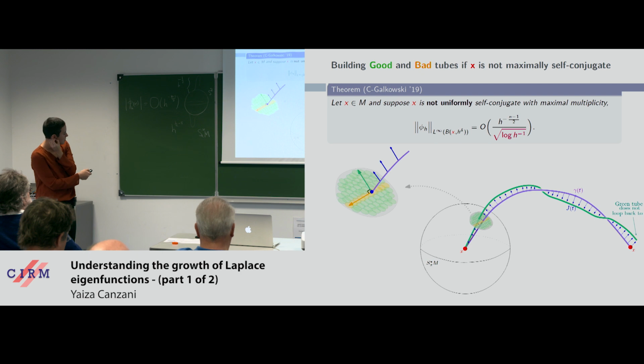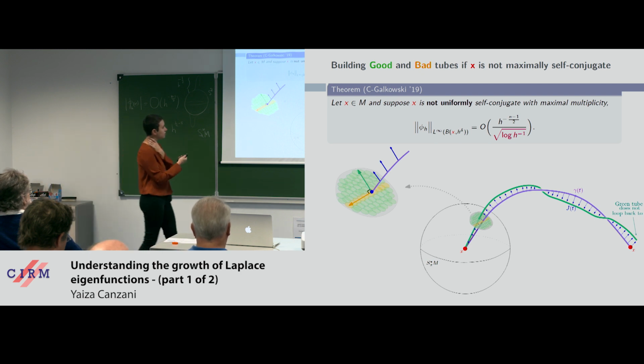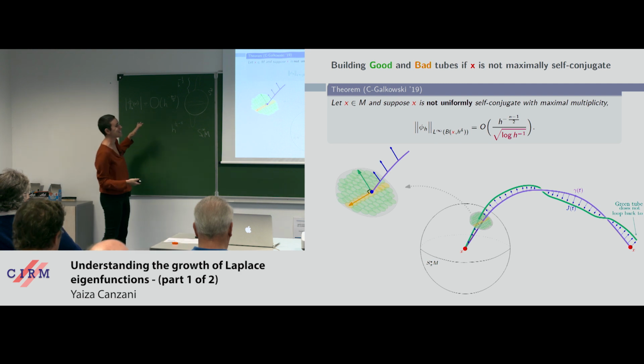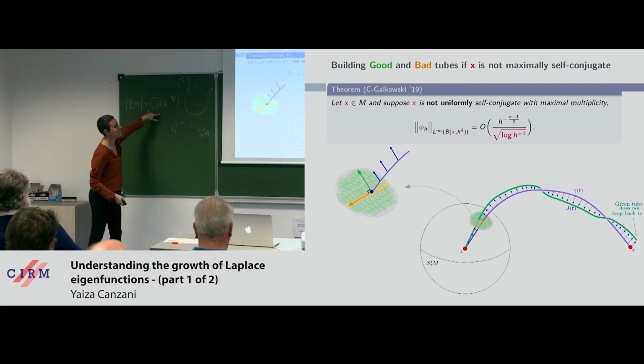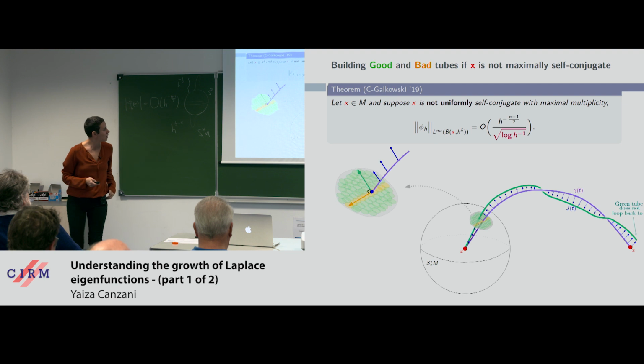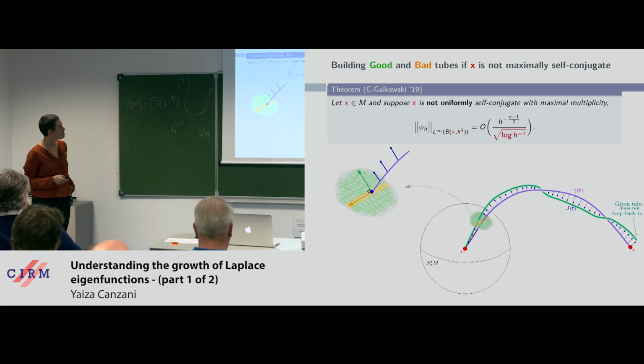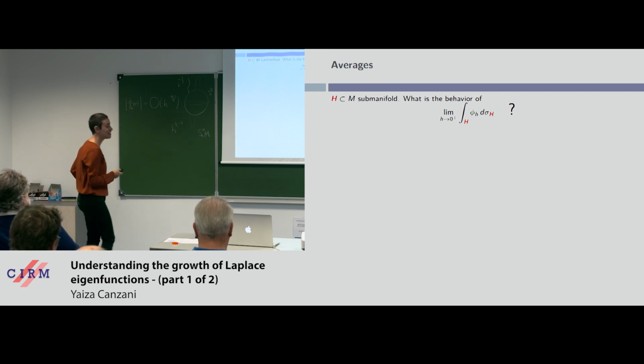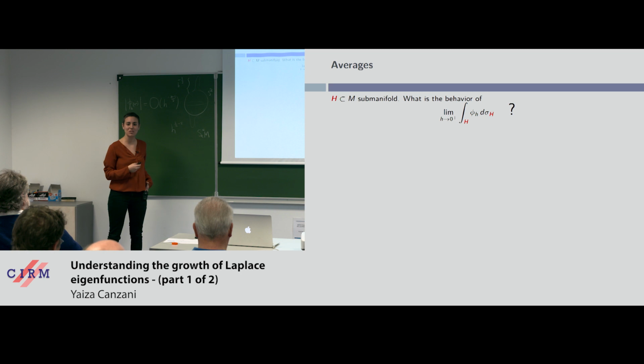So this is just the result that we were trying to prove. You get this lambda improvement, log H inverse improvement on this upper bound. Okay. So if you're ready, I'm going to move to averages. Is that okay? Are there any questions about the previous part?